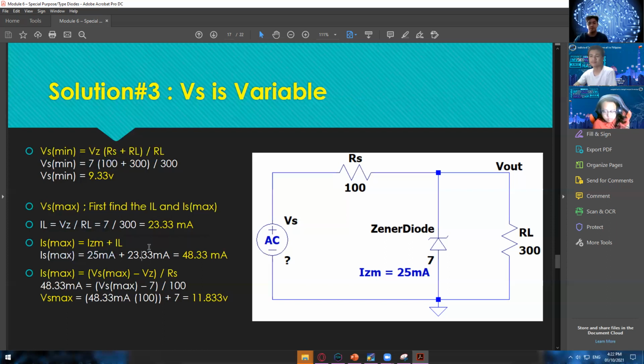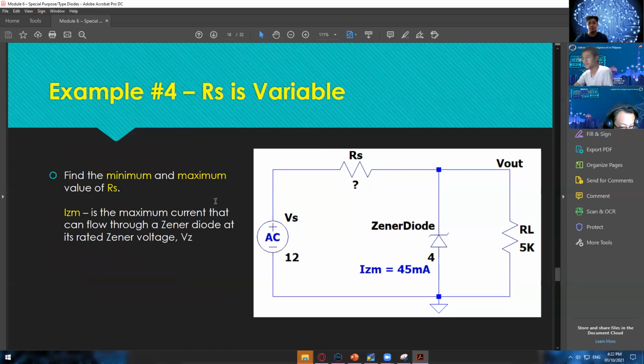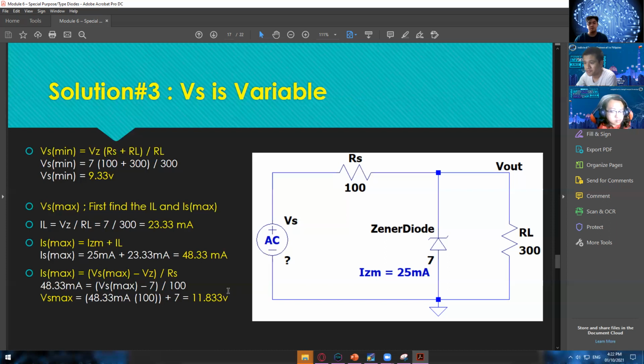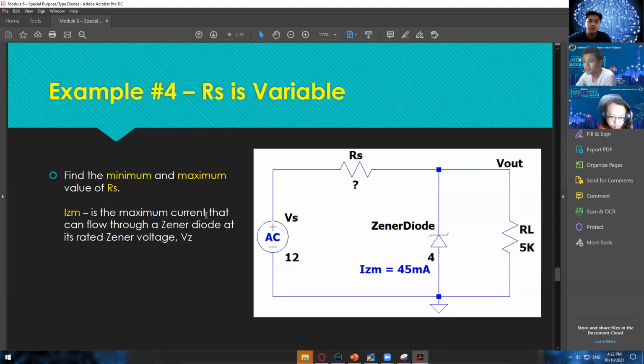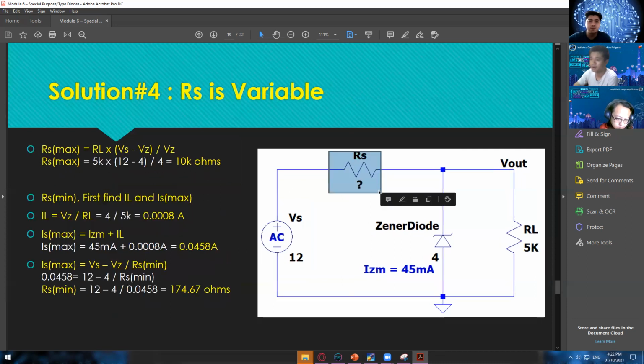Okay, all right, so for the last example, we have here RS as your variable. So we have to find the RS mean and then the RS max. But before that, let's just go back here to the VS. This is the minimum voltage that we can put in here, and this is the maximum voltage that we can put in here. Then let's now find the RS mean and the RS max. For the RS max, we have this given formula: RL times (VS minus VZ) divided by VZ.